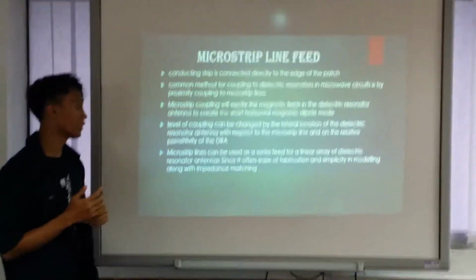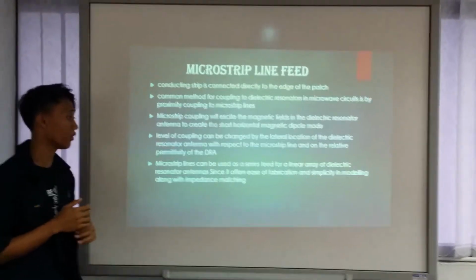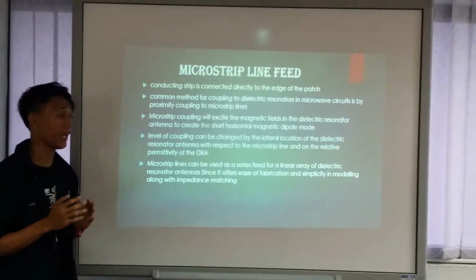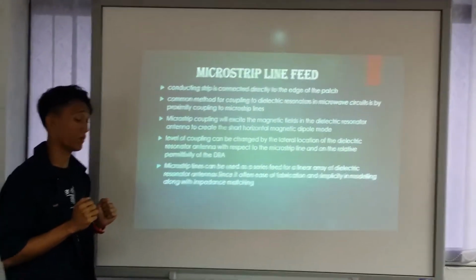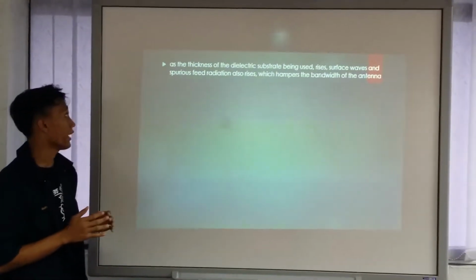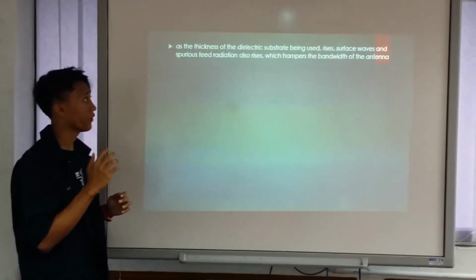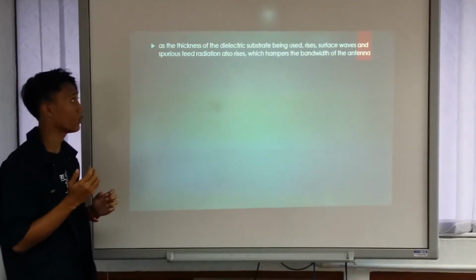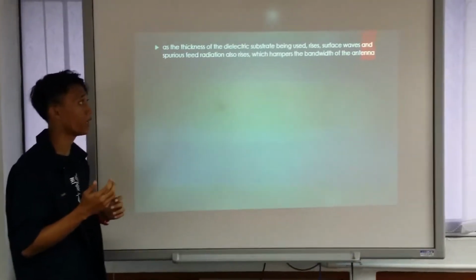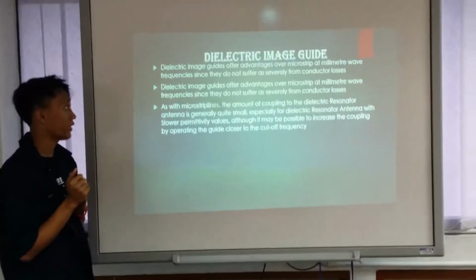Microstrip line can be used as a series feed for a linear array of dielectric resonator antennas since it offers ease of fabrication and simplicity in modeling along with impedance matching. As the thickness of the dielectric substrate being used rises, surface wave and spurious feed radiation also rise, which hamper the bandwidth of the antenna. And we will go to the dielectric image guide.